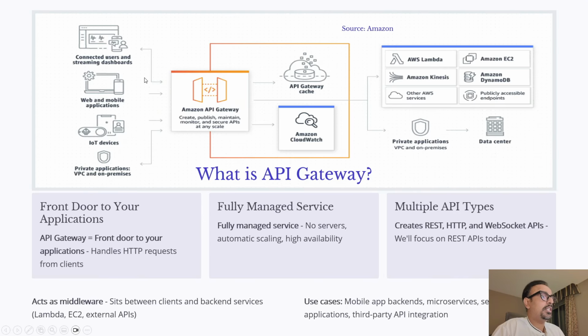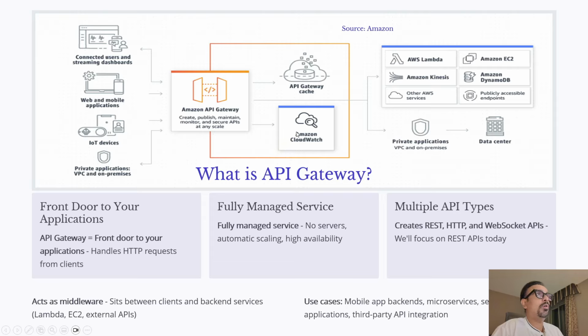Over here you can see it's not only the HTTP request that you can get. You can get different types of API requests. It can be connected users or your streaming dashboard, web or mobile application. All these kinds of API requests can come to API Gateway. This is going to be a front door, and once the request comes, then based on your request it can decide which specific service it has to go ahead to, that is the backend service, and route your request.